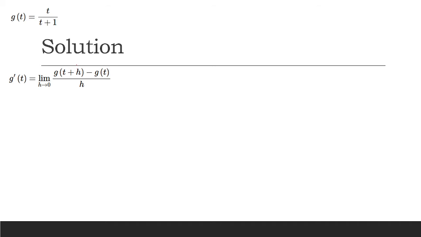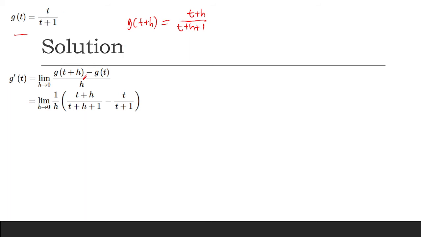So again, gawin lang natin yung ginawa natin kanina. We first need to get g of t plus h. So yung g of t plus h natin, that is equal to lahat ng t, papalitan natin ng t plus h. So that will be t plus h over t plus h plus 1. So that's our g of t plus h. And then we have our g of t. So we can now substitute.